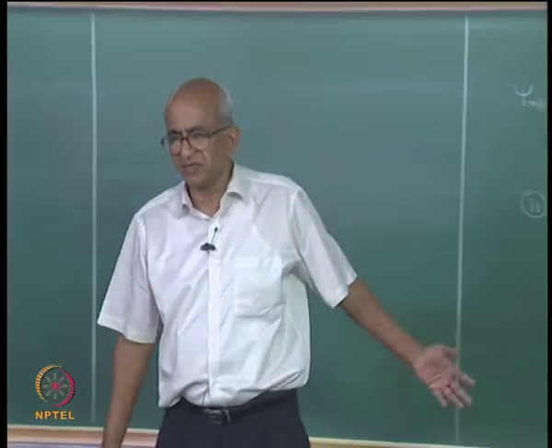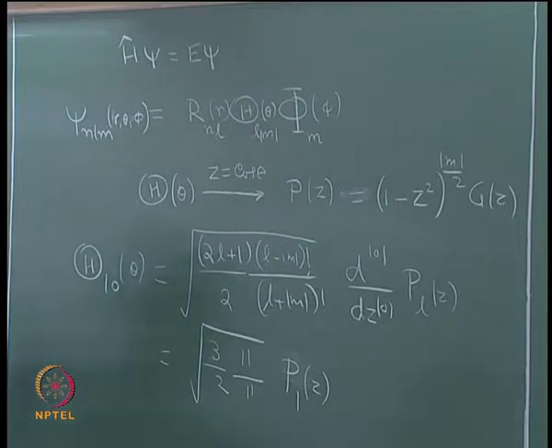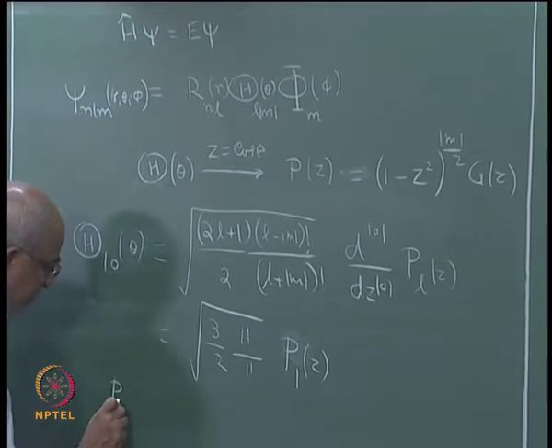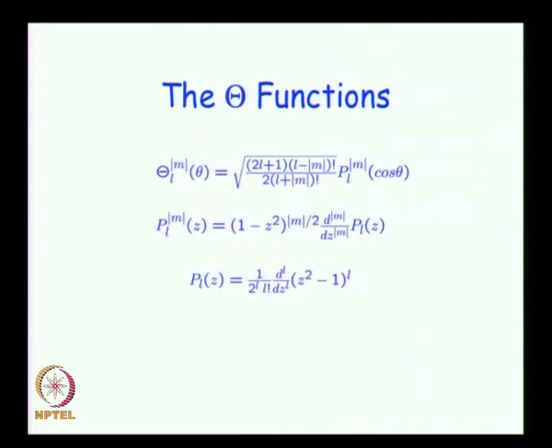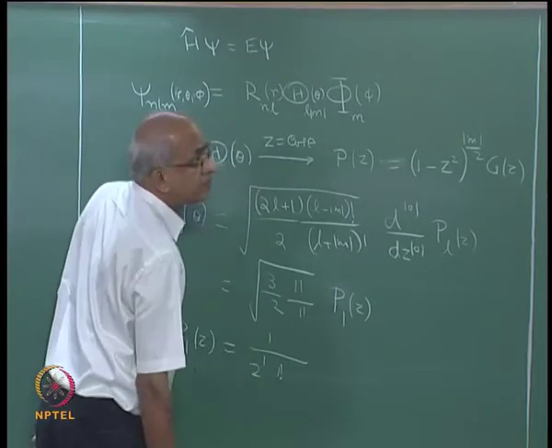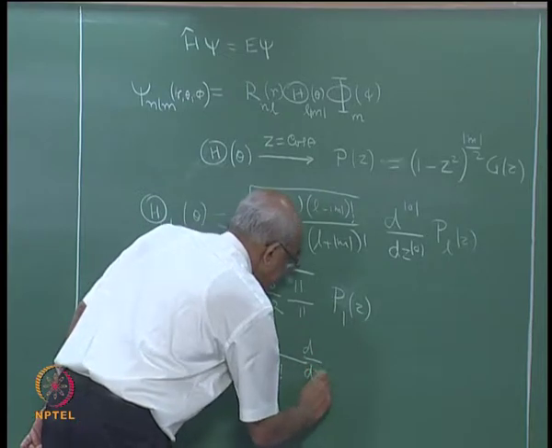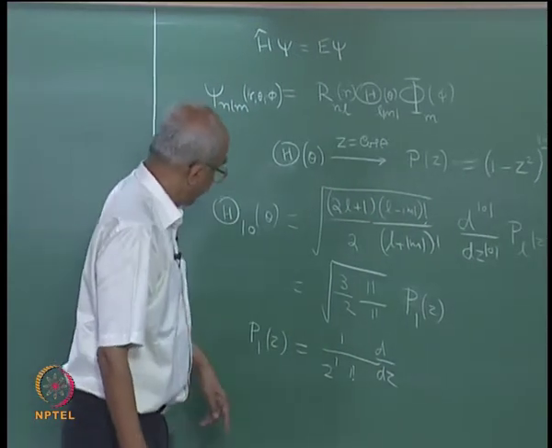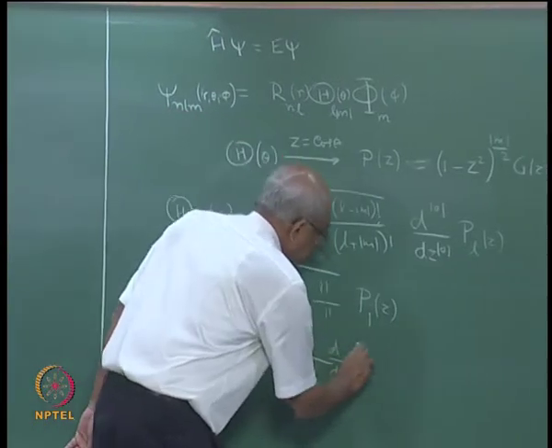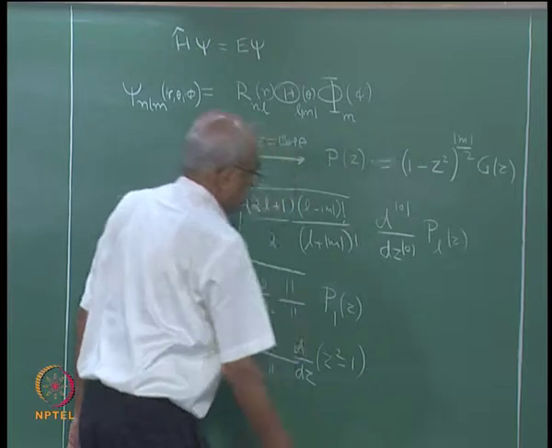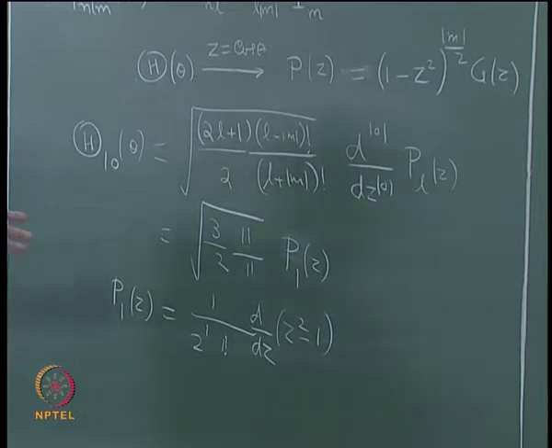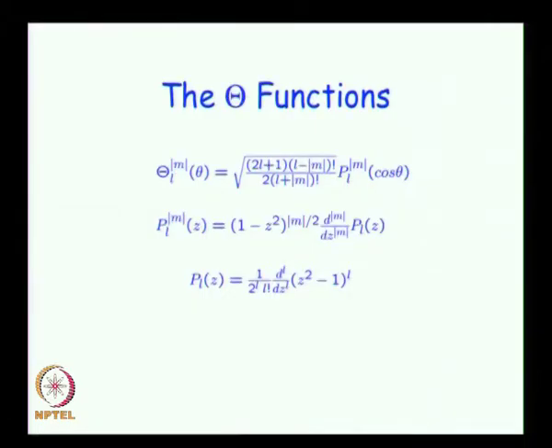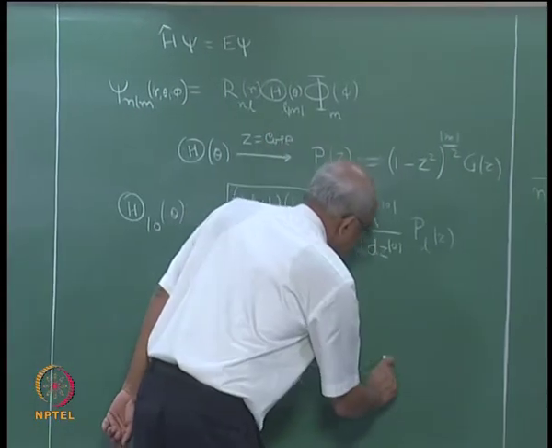This is fairly straightforward. And what is P1 of z? That is defined there. P1 of z according to the last line would be given by 1 by 2 to the power of 1 factorial, d by dz to the power of L, but I have put L equal to 1, operating upon z square minus 1. You can carry out the differentiation. Z square minus 1, if you differentiate, you are going to get 2z, and that 2z and these 2 are going to cancel. So, you will simply get the answer z.